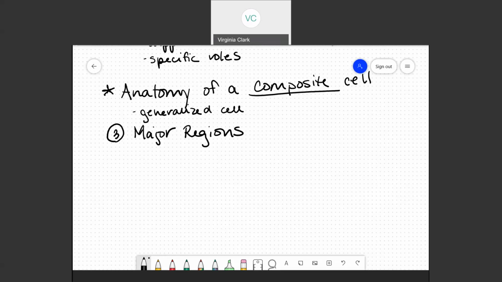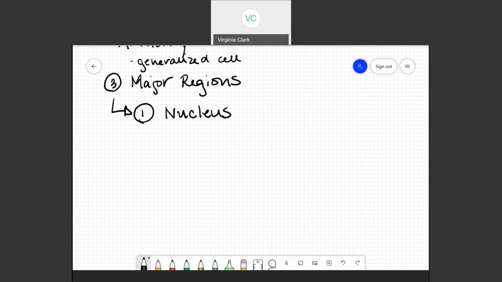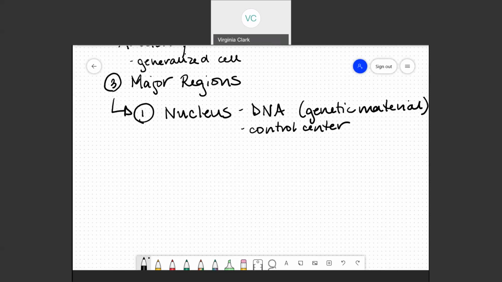The first major region of a cell is going to be the nucleus. When we say the nucleus of a cell, essentially what we are saying is the DNA and how you are actually going to create, organize, and control the cell. So the DNA will be found in the nucleus. This is your genetic material, and it is the instructions for how the cell actually needs to be created. You can also call the nucleus the control center. It is responsible for making sure that the cell does what it needs to do and has all of the necessary tools to be able to use it.